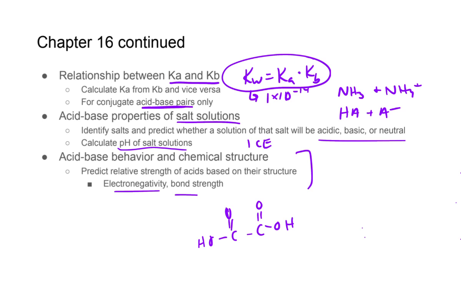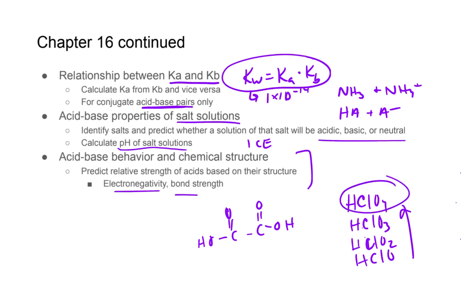But for something like HClO4, HClO3, HClO2, and HClO, make sure you can look at that trend and understand how that trend's going to work. As we increase the electronegative atoms, the oxygen atoms around the chlorine, we increase the acid strength, and in fact, this is listed as a strong acid.